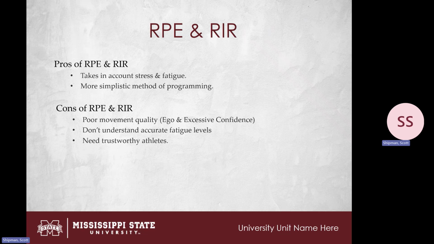RPE stands for rate of perceived exertion, and RIR stands for reps in reserve. Both of them are kind of the same thing, good, easy ways to monitor stress and fatigue. RPE essentially is a 1 to 10 scale, 10 being really hard, 1 being really easy.